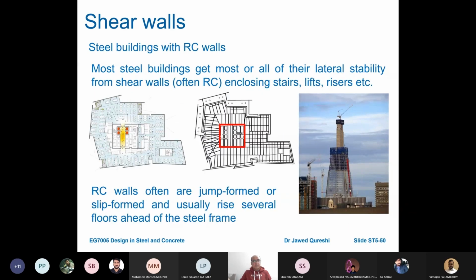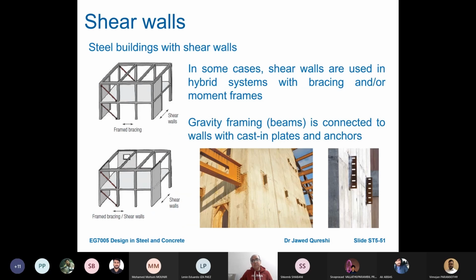And steel buildings with shear walls: most buildings get most of their lateral stability from shear walls, often reinforced concrete, enclosing stairs, lifts, and risers. So this is an example of a building where a shear wall is used. RC walls are jump formed or slip formed and usually rise several floors ahead of a steel frame. In steel buildings with shear walls, in some cases, shear walls are used in hybrid systems with bracing or moment frames.